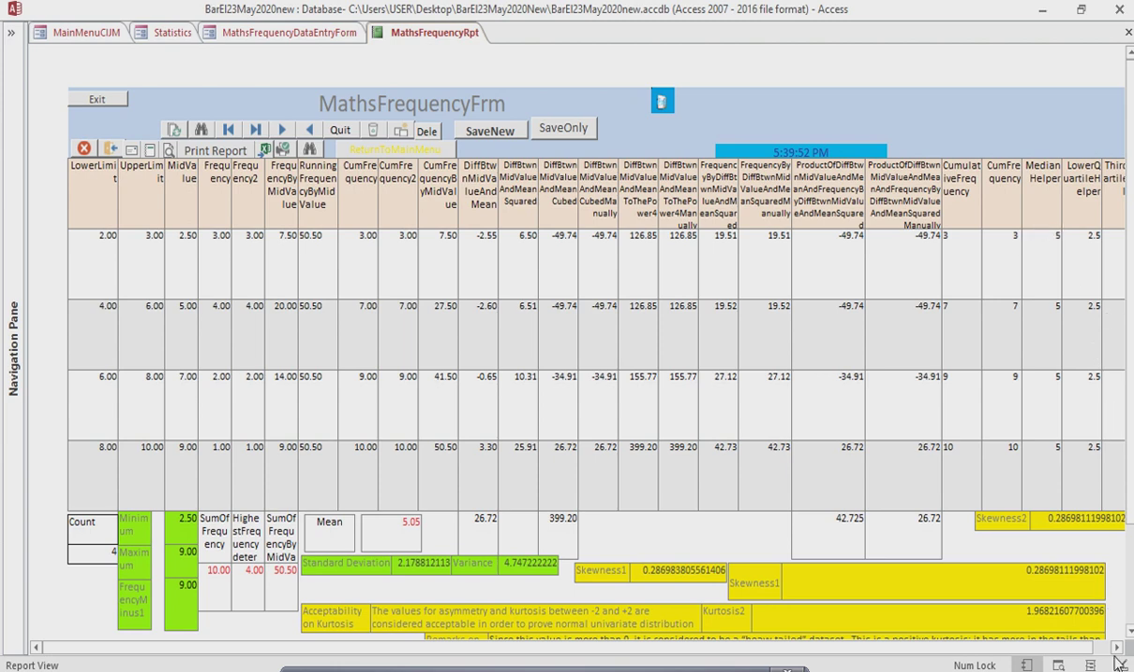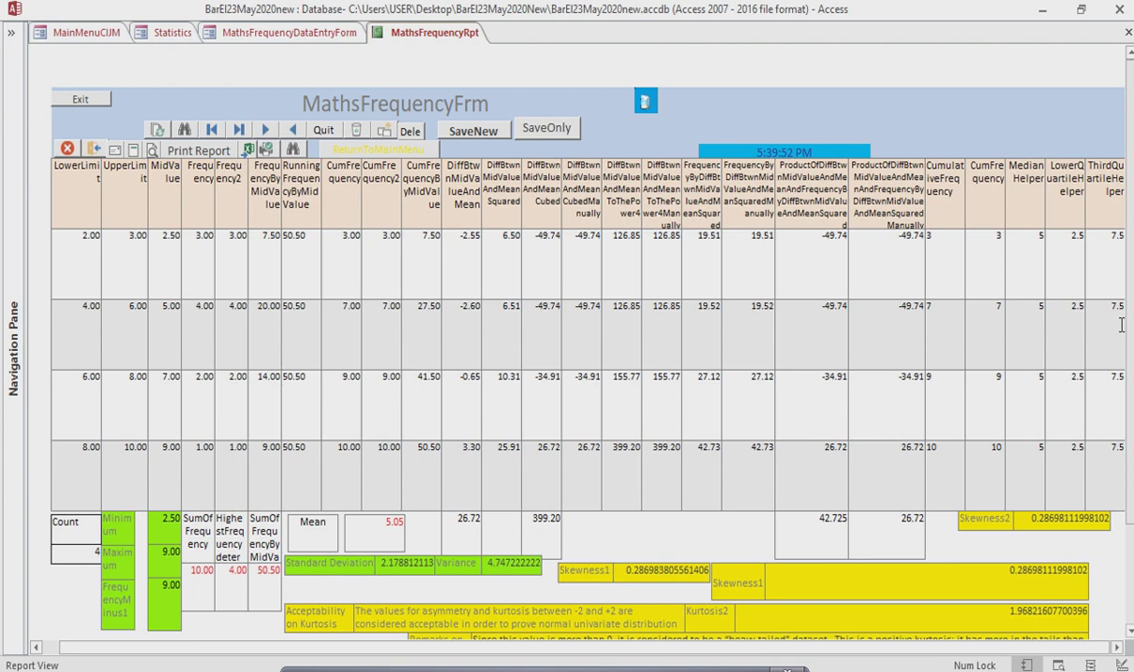The median helper is 5. Lower quartile is 2.5. The third quartile helper, or the upper quartile, is 7.5. The median is 5, the lower quartile 2.5, the third quartile helper 7.5. The mean is 5. You can see all the information is here. Minimum is 2.5, maximum 9, standard deviation 2.178, variance 4.74.